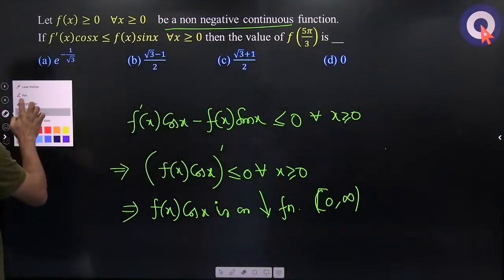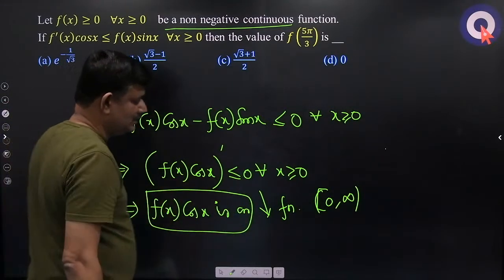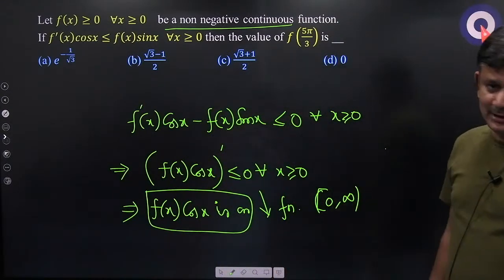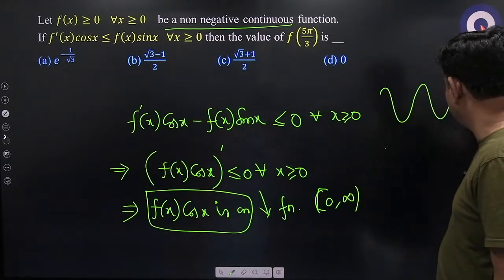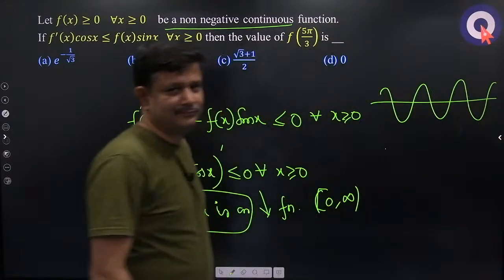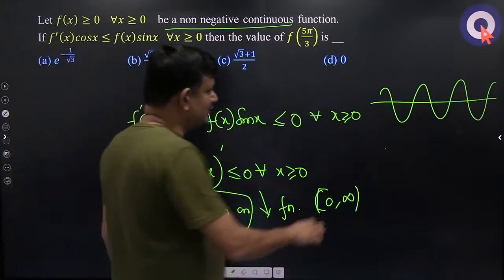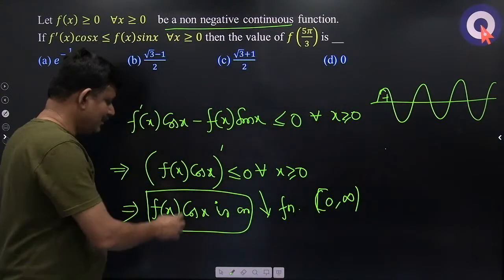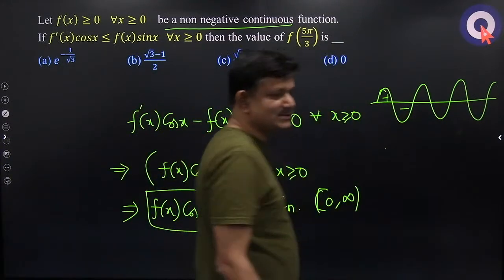Now observe, f of x cos x is a decreasing function for all x belonging to 0 to infinity. Now identify the pattern of cos x. It is partly negative, partly positive, partly negative, partly positive. This is how cos x will behave. Now f of x is positive. If f of x is positive, f of x into cos x will also remain positive whenever cos x is positive. F of x into cos x will remain negative whenever cos x is negative.